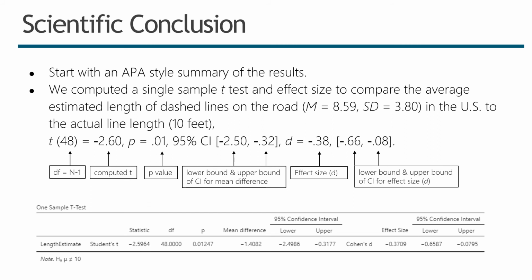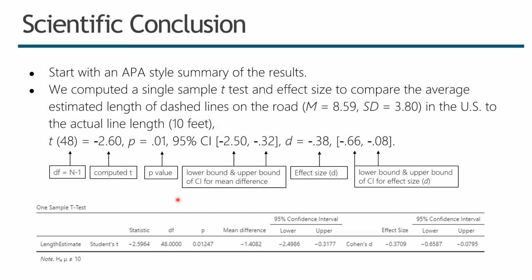The way we report this is we say which statistic we computed. We computed a single sample t-test and an effect size to compare the average estimated length of dashed lines on the road. And here I'm giving my sample mean and standard deviation. This came from that original descriptive statistics table. I don't have that replicated here, but it's in a previous slide where you can look at the mean and standard deviation. And you can compare that mean to the actual length of the lines, which is 10 feet.